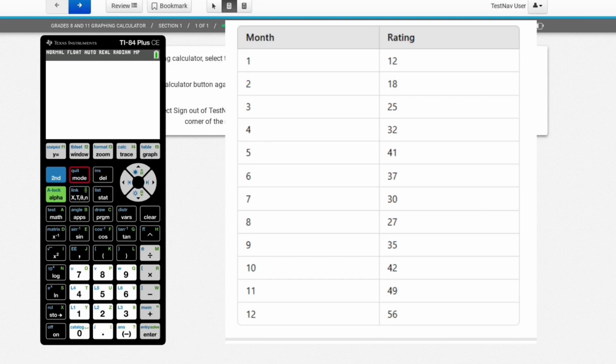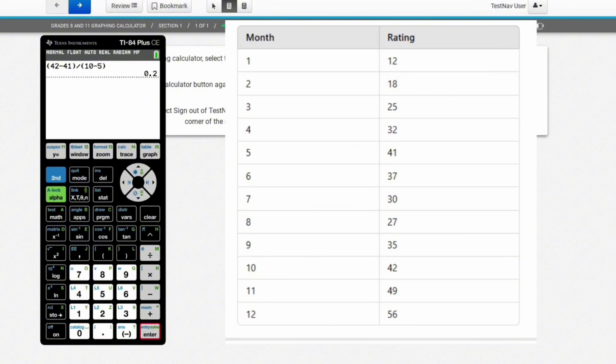What I have to do here is use the average rate of change formula. So if I'm going from month 5 to month 10, I'm going to make sure I have 42 in one set of parentheses, 42 minus 41 in the other set of parentheses, divide that by 10 minus 5. Now, I didn't need my calculator for this. I just wanted the excuse to show you that other thing. This is going to be 0.2, which is 1/5.